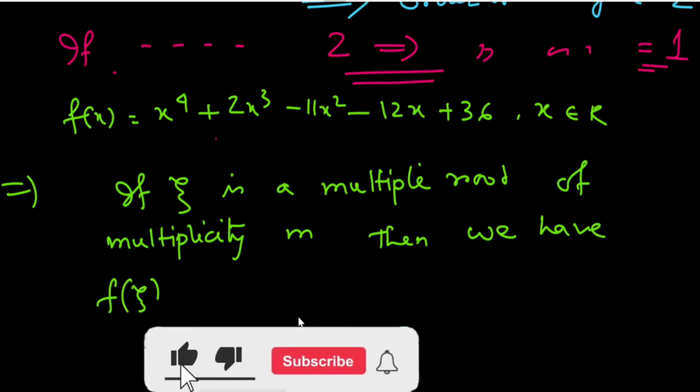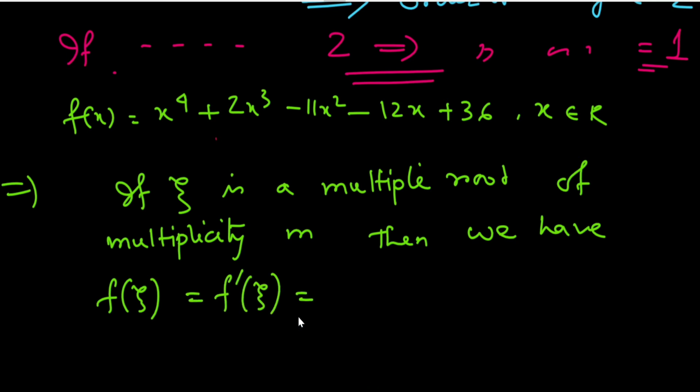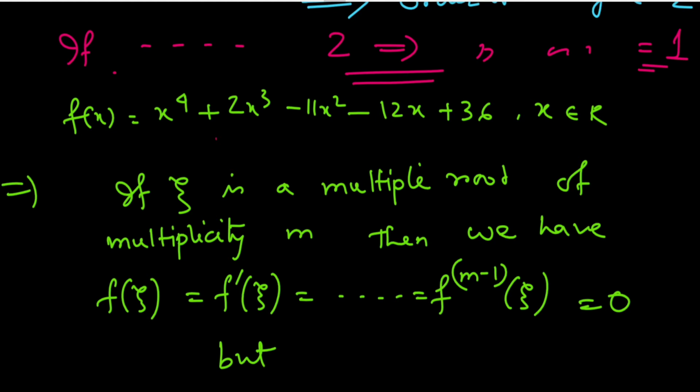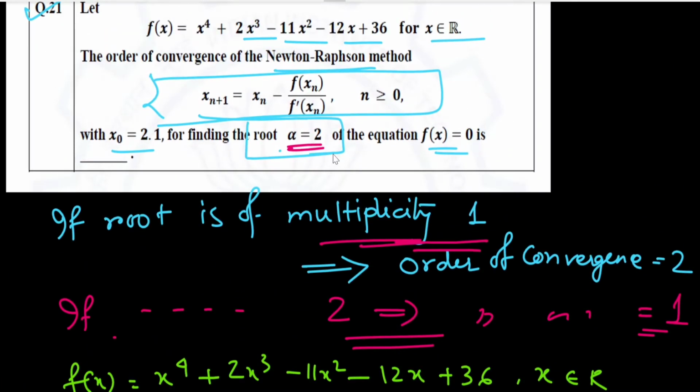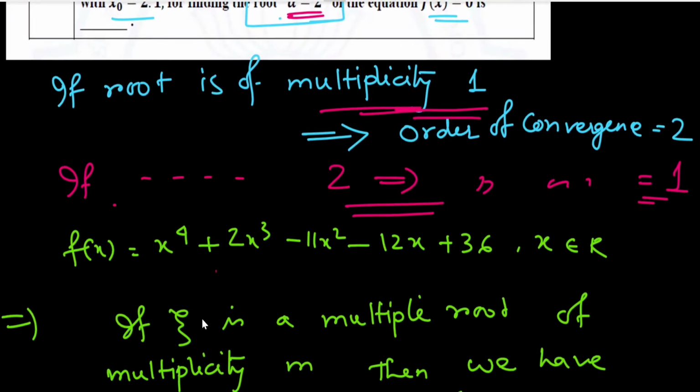have f at xi, where xi is the root, equal to f dash(xi), and so on, up to the (m-1)th derivative at xi, equal to 0. But, similar to the concept above, f to the power m, that is the mth order derivative at the root xi, is not equal to 0. So we need to check here for the function f(x) at the root alpha = 2. Here alpha = 2; I use xi here, same concept, no problem there.